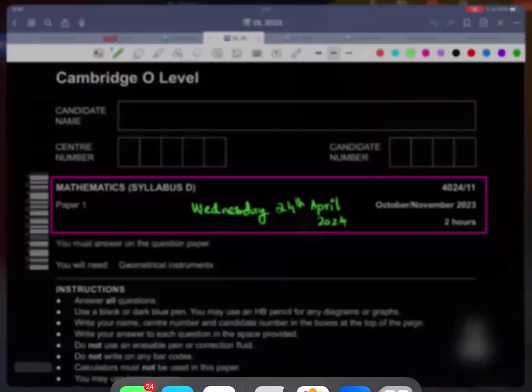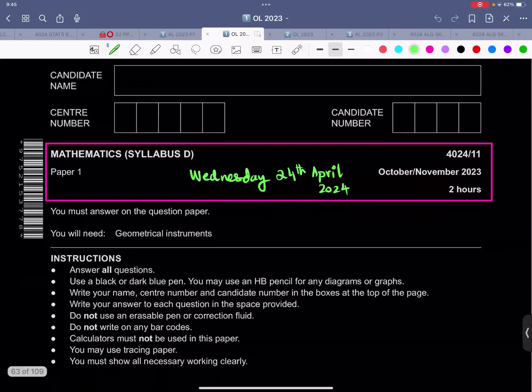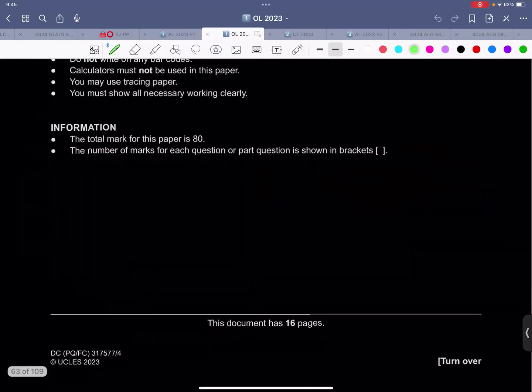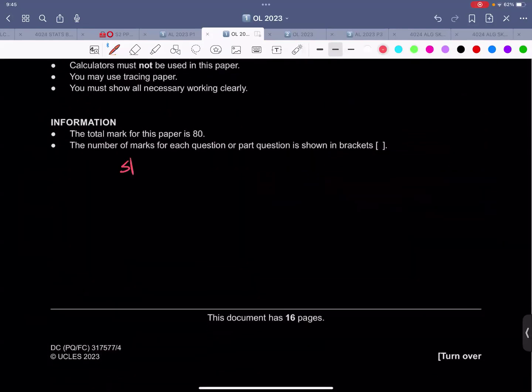Recording in progress. So now the time is 9:45. That's the starting time. So let me write over here. We are starting at 9:45 and let's see how much time it takes.